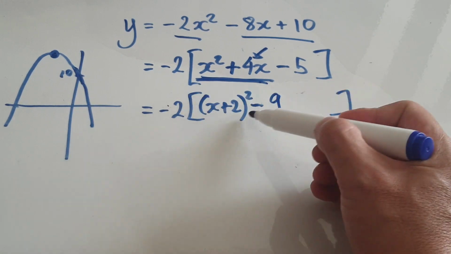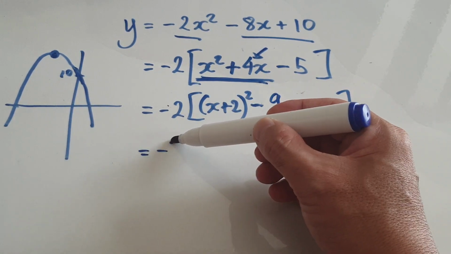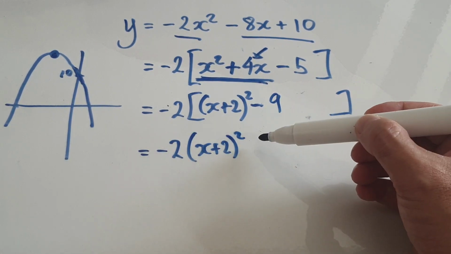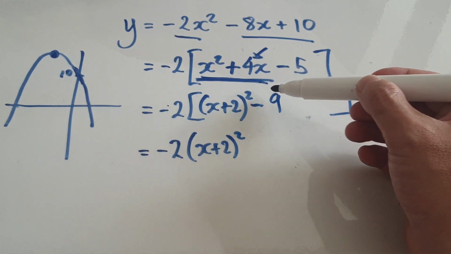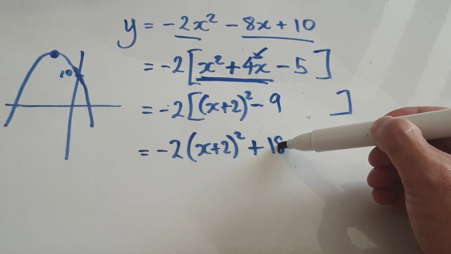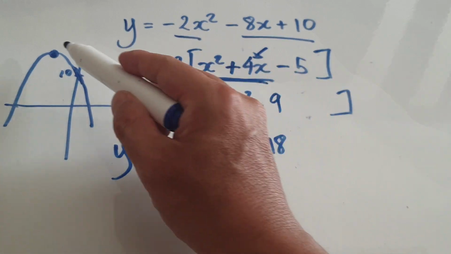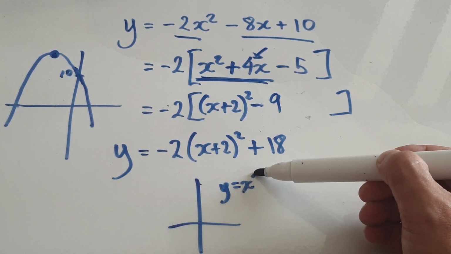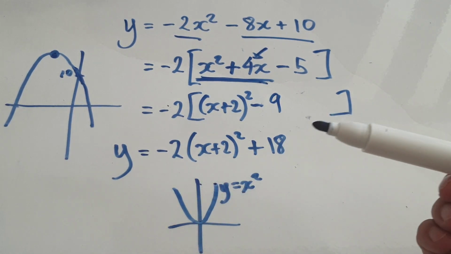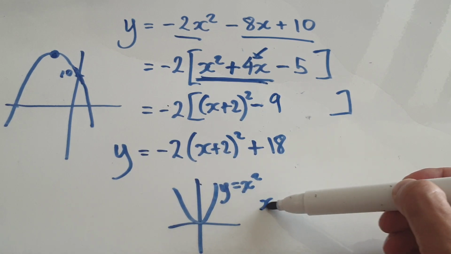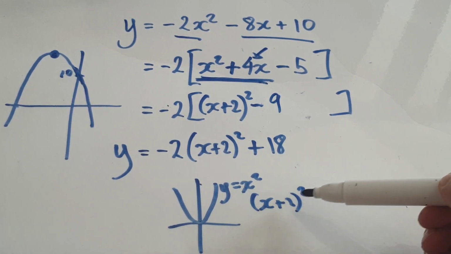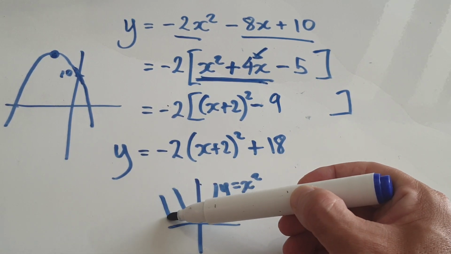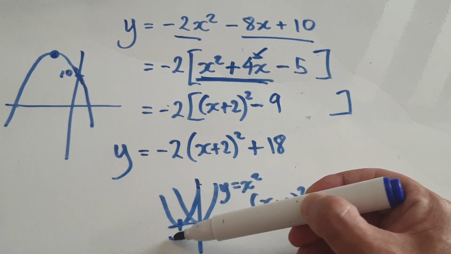Now multiply this out. This times this long bubble thing would be -2 (x plus 2) squared. And then -2 times -9 would be +18. So what that means is this location here: if I were to give you y equals x squared, that would look like this. And then x plus 2 squared will drag the graph across in the negative direction by 2. So now it looks like this at -2.